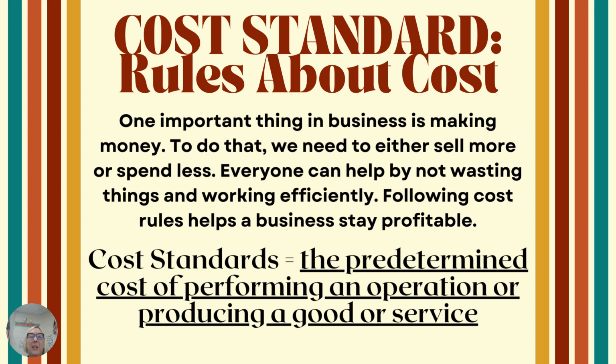All right. So this goes back to those previous ones, your quantity, your quality, and your time, right? If you're doing your quantity correctly, if the quality of product coming out is good, if you're doing it in the correct amount of time, then your cost standard is going to be there. But if you're not doing those first three things, you're going to start losing money, right? So cost standard is that last piece that we want to make sure we're achieving. Cost standard equals the predetermined cost of performing an operation or producing a good or service. So again, the quantity, the quality, and the time are going to affect your cost standard.